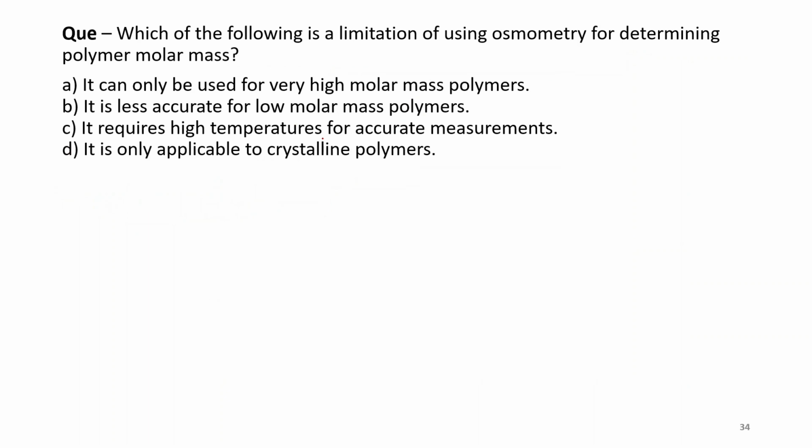Next question: which of the following is a limitation of using osmometry for determining polymer molar mass? What is its limitation? A, it can only be used for very high molar mass polymers. B, it is less accurate for low molar mass polymers. C, it requires high temperatures for accurate measurements. D, it is only applicable to crystalline polymers. Which option should be correct? We just discussed this in the previous question also.